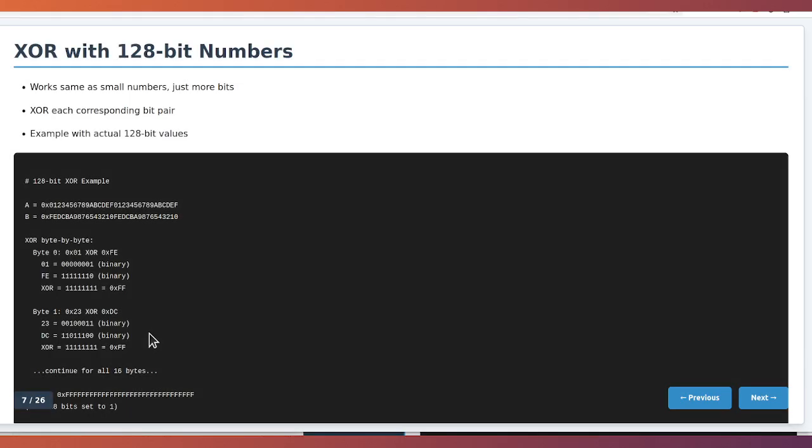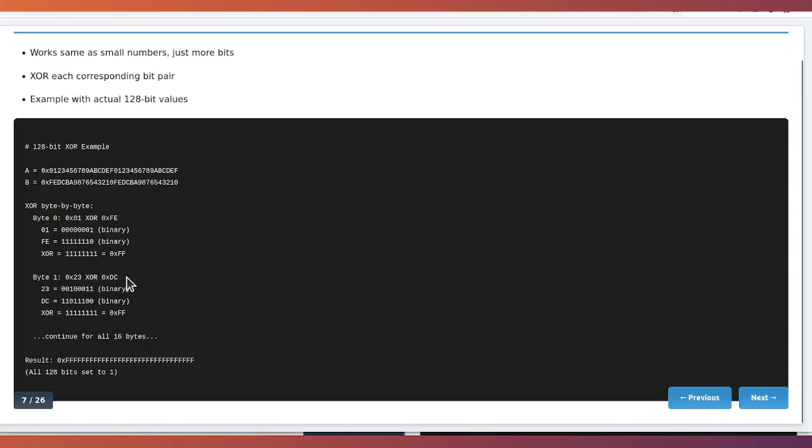XOR with 128-bit numbers. Now let's see how XOR works with actual 128-bit numbers represented in hexadecimal. Take A equals 0x beginning with 01 and ending with EF. Take B equals 0x beginning with FE and ending with 10. To compute A XOR B, we can work hex digit by digit, but it's important to understand what's happening at the bit level. Let's focus on a few bytes to see the details.